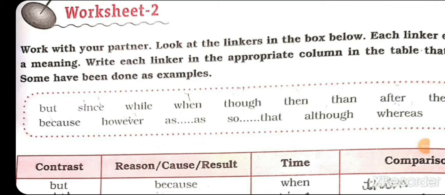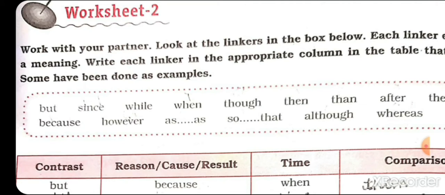Let's move on to worksheet number 2. Work with your partner. Look at the linkers in the box below. Each linker expresses a meaning. Write each linker in the appropriate column in the table that follows. Some have been done as examples. For example, in this box, some linkers are given to you. These are major linkers, students, like but, since, while, when, though, then, after, therefore, because, however, as, so that, although, whereas. These all are linkers.